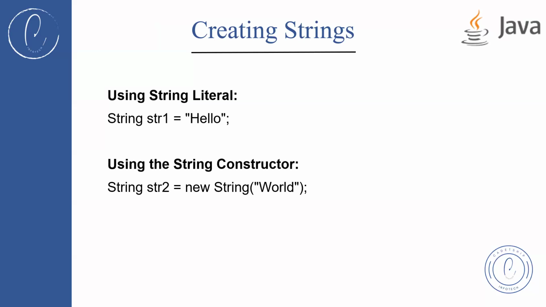The next way to create strings is using the string constructor, that is by using the new keyword. We use the String keyword and then we create a variable, and then we use the new keyword to create a string and then we pass our value in the double quotes. So these are the two most common ways of creating strings.